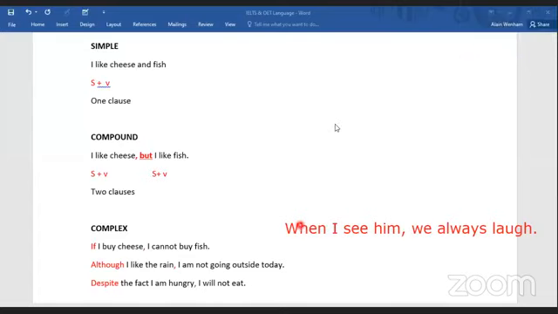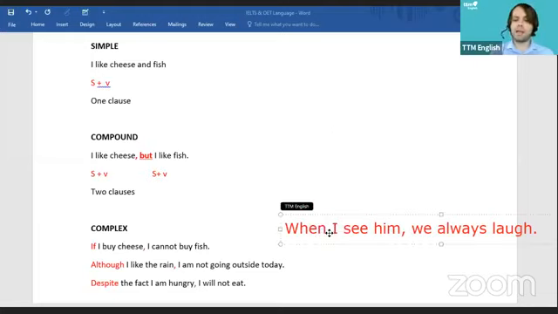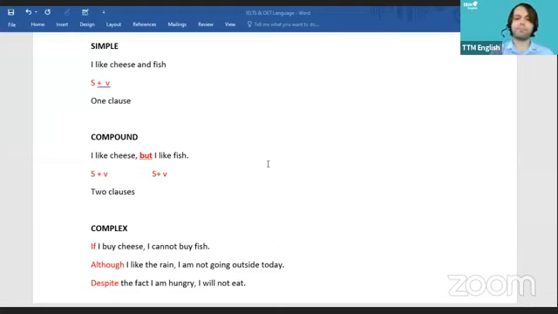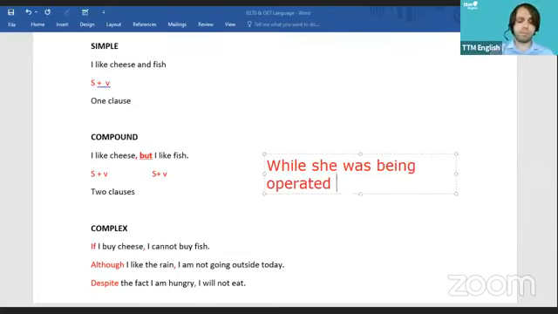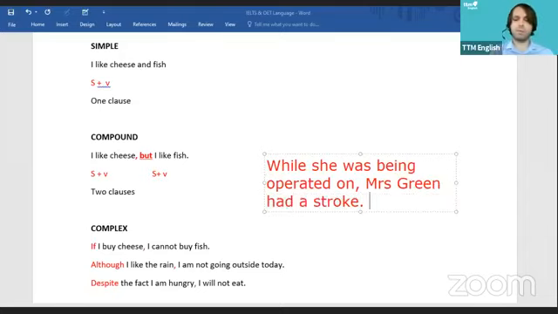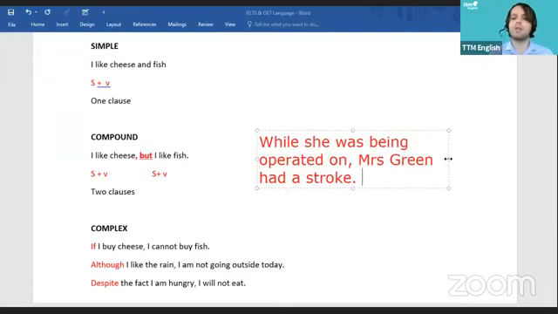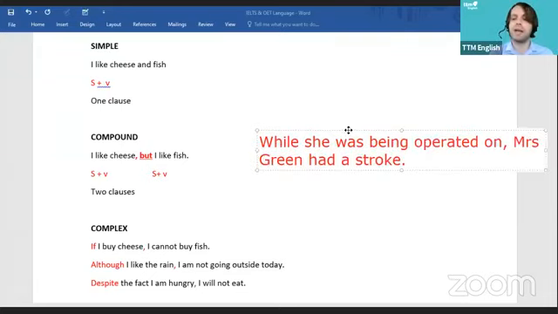Yeah. So what about if I said something like, Mrs. Green, more OET, right? So while she was being operated on, Mrs. Green had a stroke. Sorry about this, not a very nice example. While she was being operated on, Mrs. Green had a stroke. What type of sentence is that, guys?